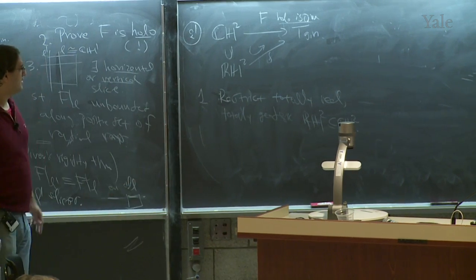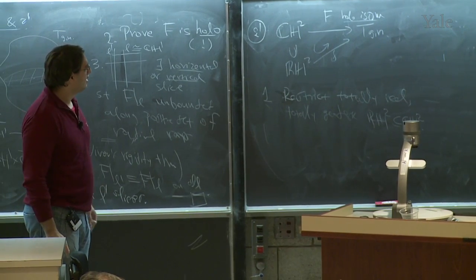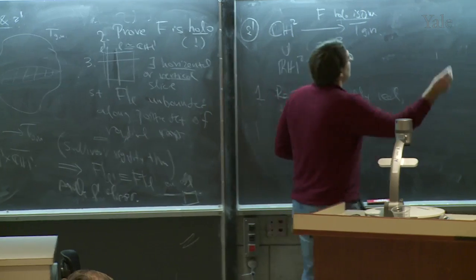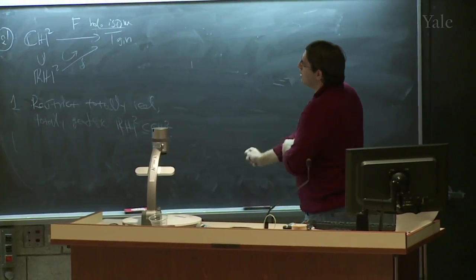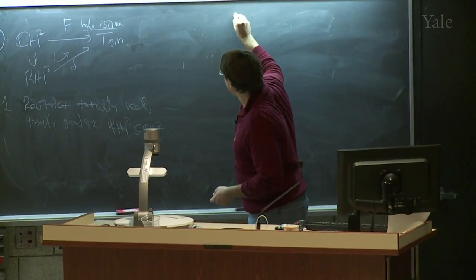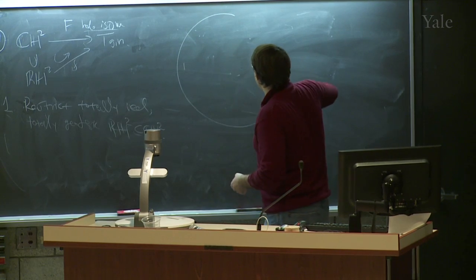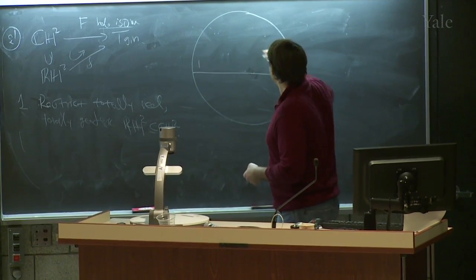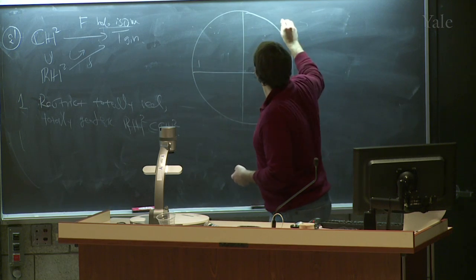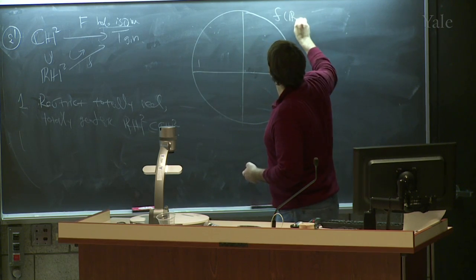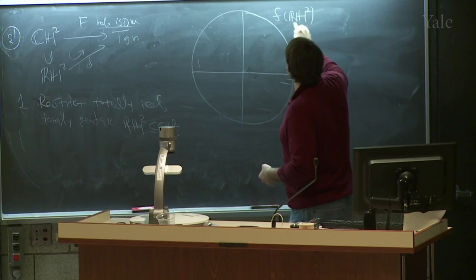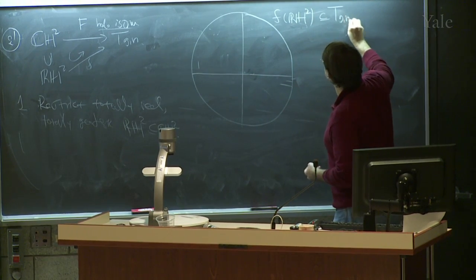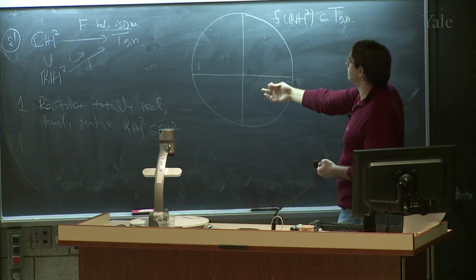Okay, that step is easy. We can do that. But what do we get from that? Well, let me draw a picture. So this is the image of this totally real hyperbolic plane in Teichmüller space, which is a totally geodesic subset of Teichmüller space.